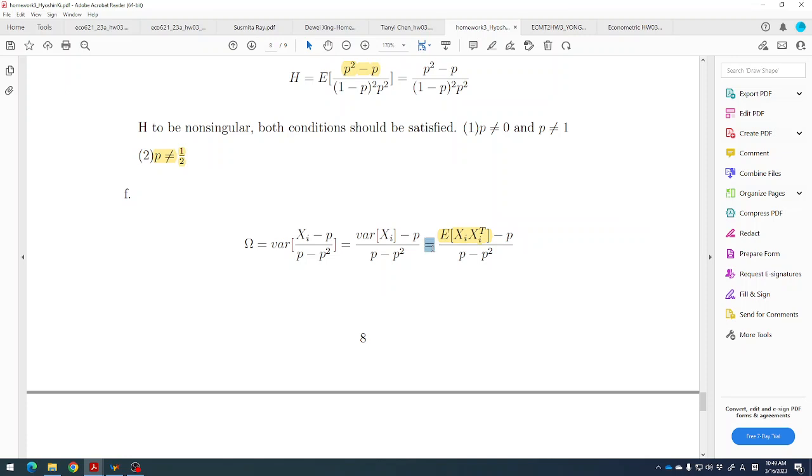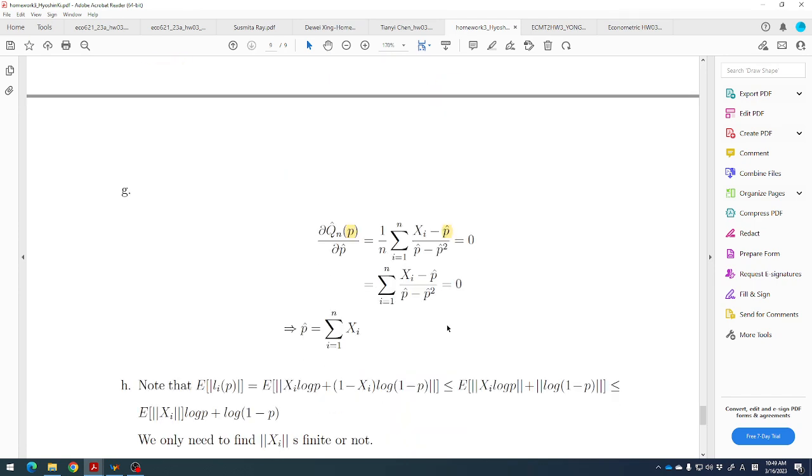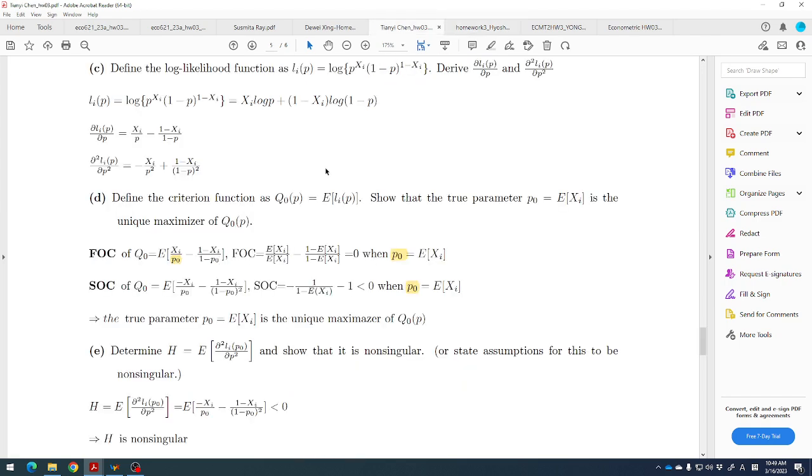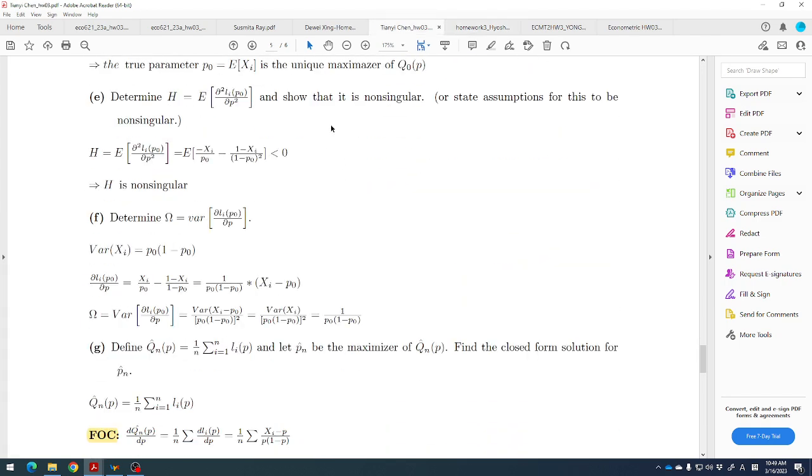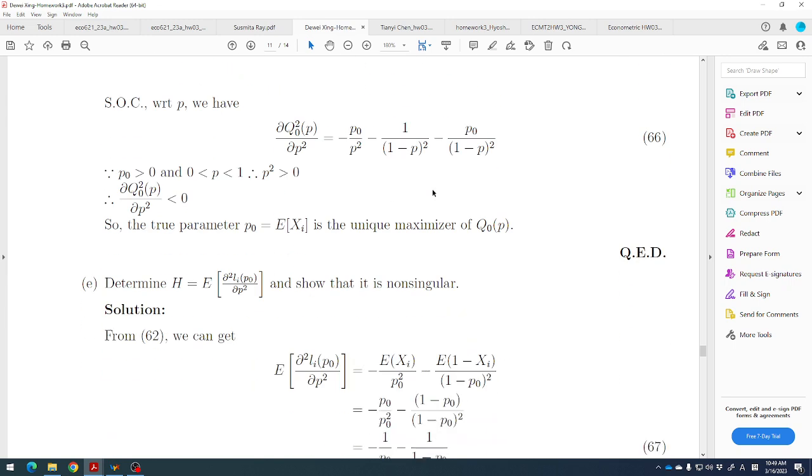And there is some algebra mistake. This algebra is not correct. So this is not true. Variance of x is not the expectation of x squared, because the expectation of x is not 0. So this equality is wrong. And great job. Good job.